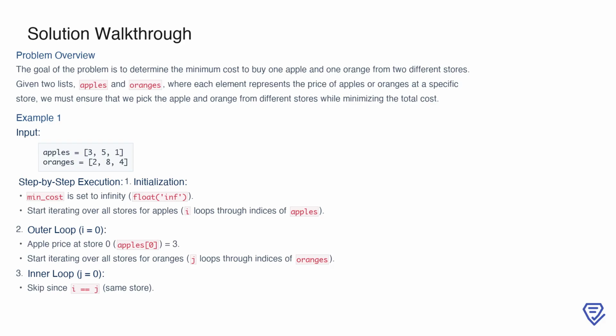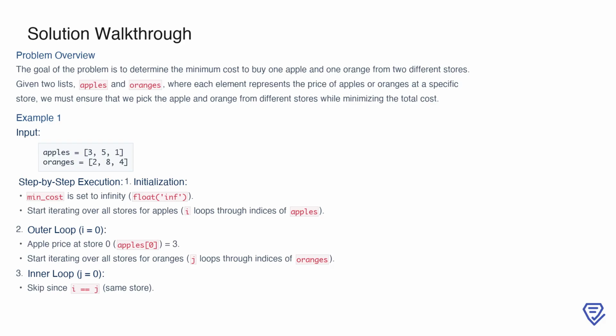To solve this, we use a nested loop approach. First, we initialize min_cost to infinity to keep track of the smallest total cost. Then, we iterate over all the possible stores for apples using the outer loop, represented by the index i.